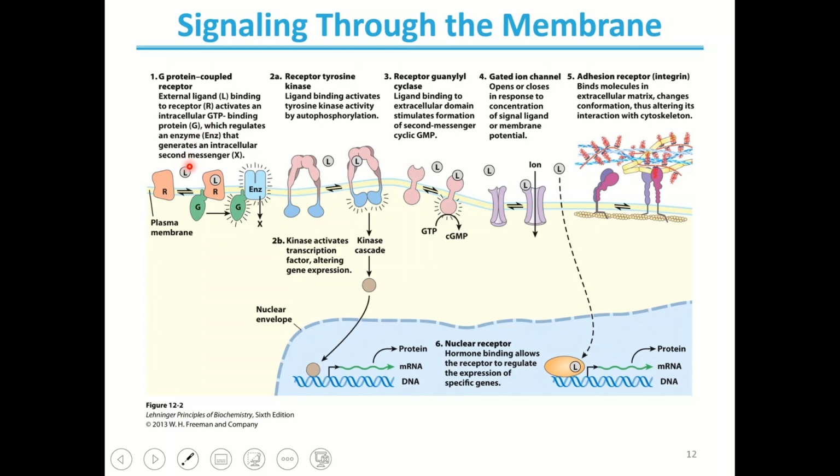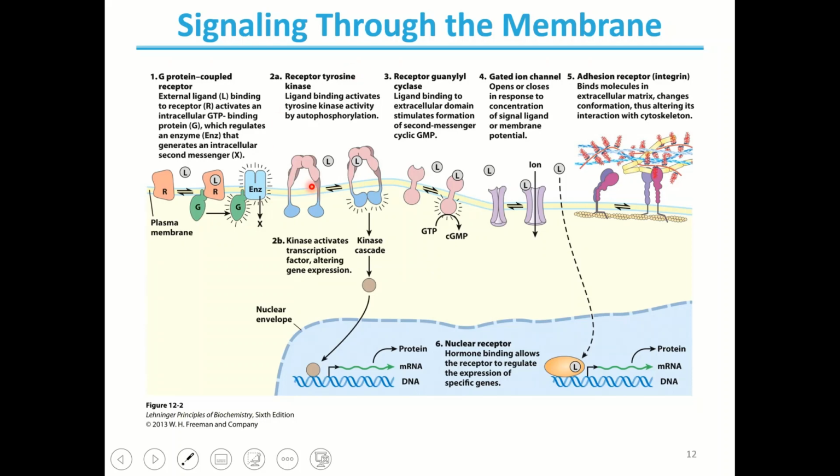So back to G protein coupled receptors. You have that ligand binding the receptor that activates a G protein. That's why they're called G protein coupled receptors. That then will either activate another enzyme or inactivate another enzyme, depending on the pathway. So those are the ones we'll be covering today.